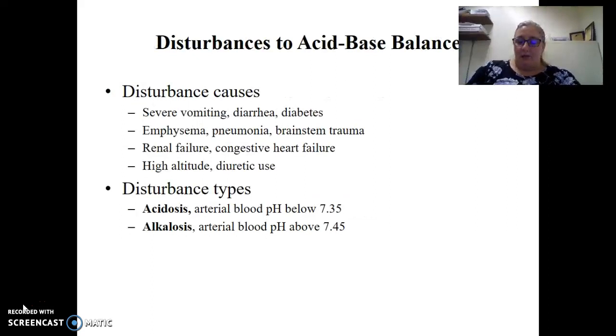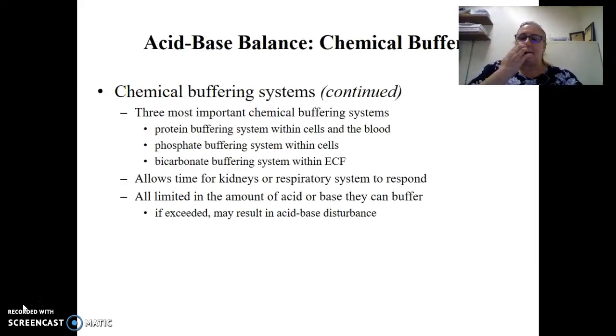So, I guess I didn't mention, protein buffering system and phosphate buffering system are very important intracellular buffering systems that will maintain the inside of our cells pH, and then the bicarbonate works on the blood plasma.